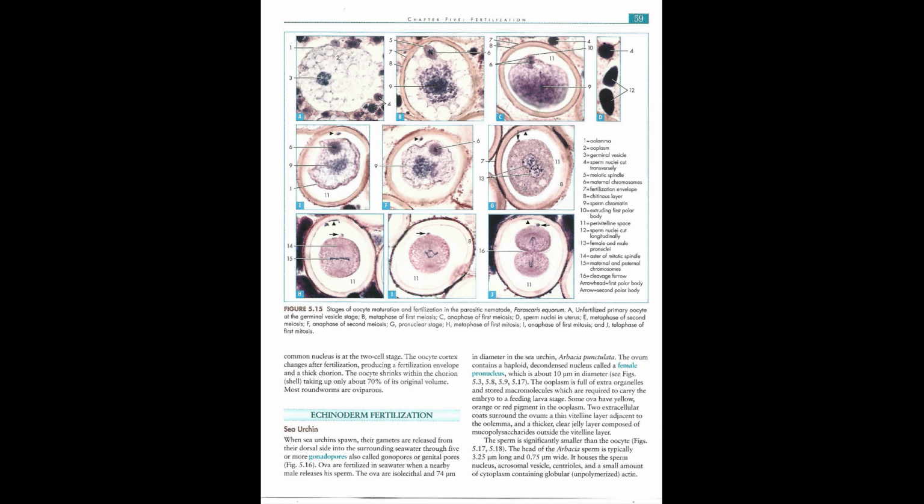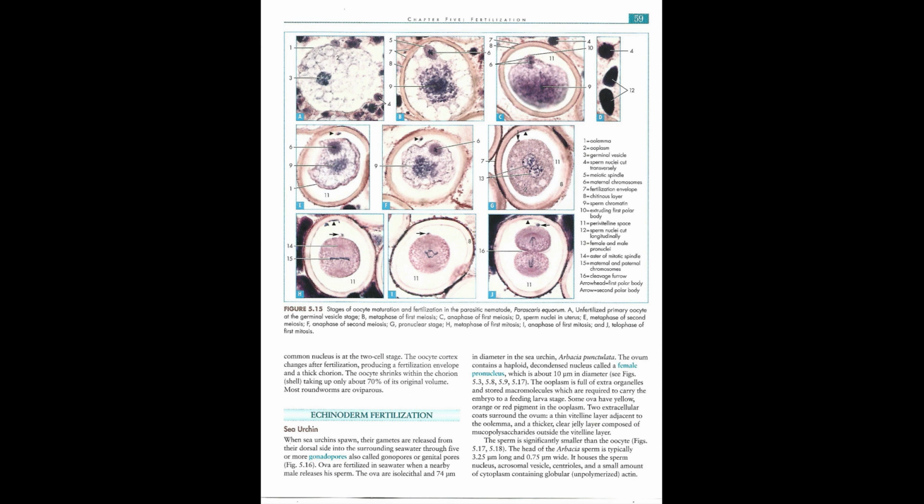Sea urchin. When sea urchins spawn, their gametes are released from their dorsal side into the surrounding seawater through 5 or more gonopores, also called genital pores, Fig 5.16. Ova are fertilized in seawater when a nearby male releases his sperm. The ova are isolecithal and 74 µm in diameter in the sea urchin, Arbacia punctulata.